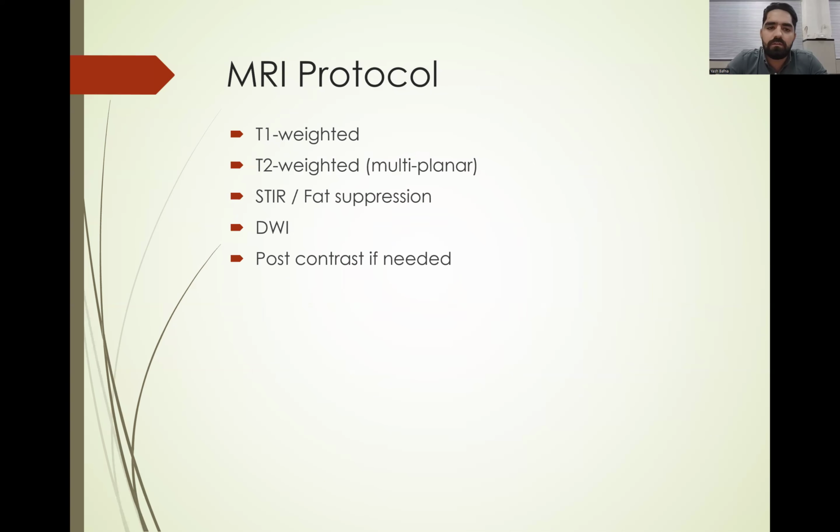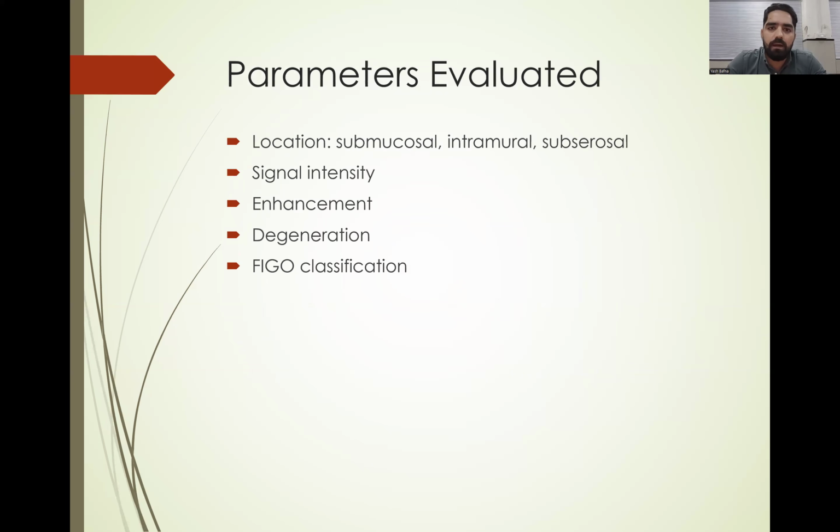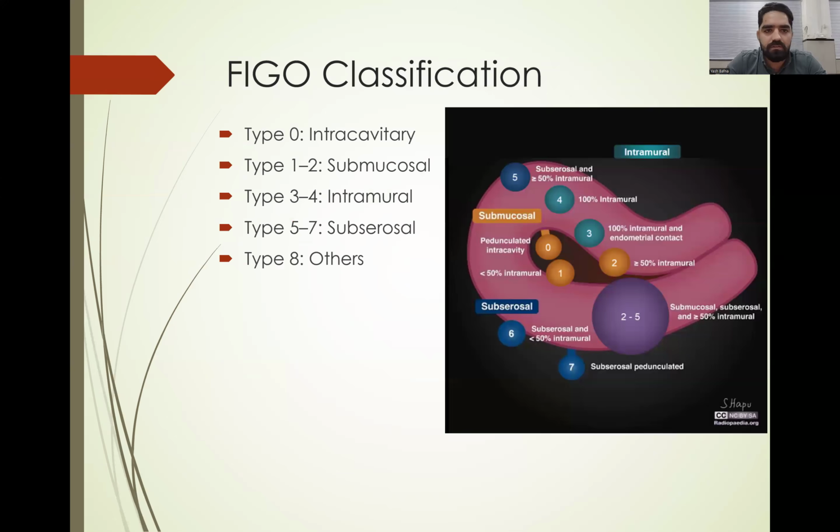MRI protocol uses T1 weighted, T2 weighted multiplanar, STIR and fat suppression, DWI, and post contrast if needed. Parameters evaluated are location, submucosal, intramural, or subserosal, signal intensity, enhancement, degeneration, and FIGO classification.